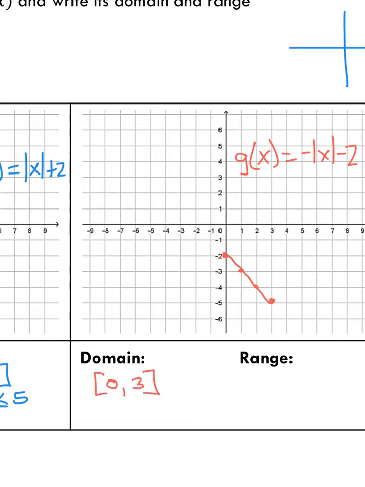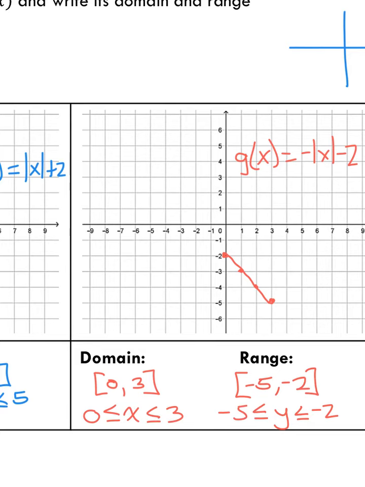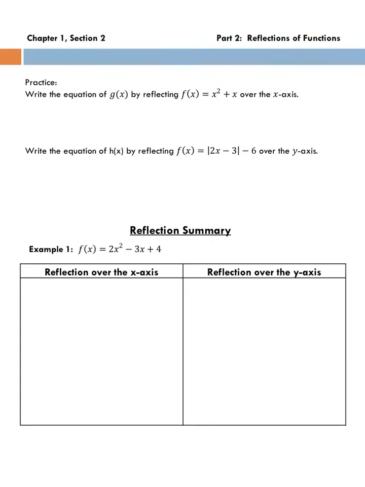Touch both sides, so we got the brackets. But this time, our output, or our y values, are opposite. So we have a minimum of -5 and a maximum of -2. And we can touch both sides, so we have brackets. So if we write that with inequalities, we've got x less than or equal to 3, greater than or equal to 0, and y less than or equal to -2, and greater than or equal to -5.